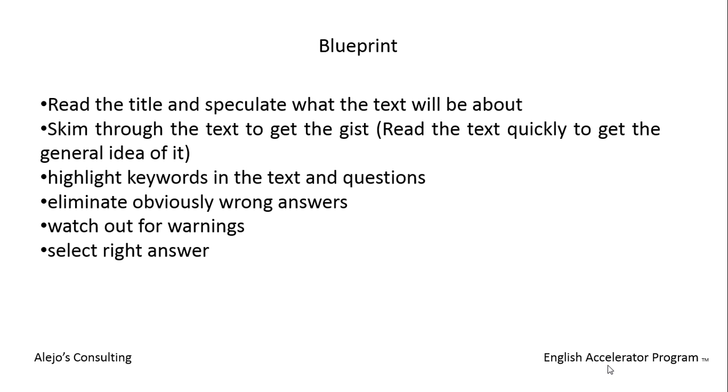Three, highlight keywords in the text and questions, okay? So it's very important, guys, to determine which are the main ideas in the text. And it is your duty to do that, okay? Four, eliminate obviously wrong answers, okay? So, yes, that's a fact. You will be given four options. So, three options out of the four will be distractors. So, you need to be alert, okay? You need to identify these distractors from the very beginning.